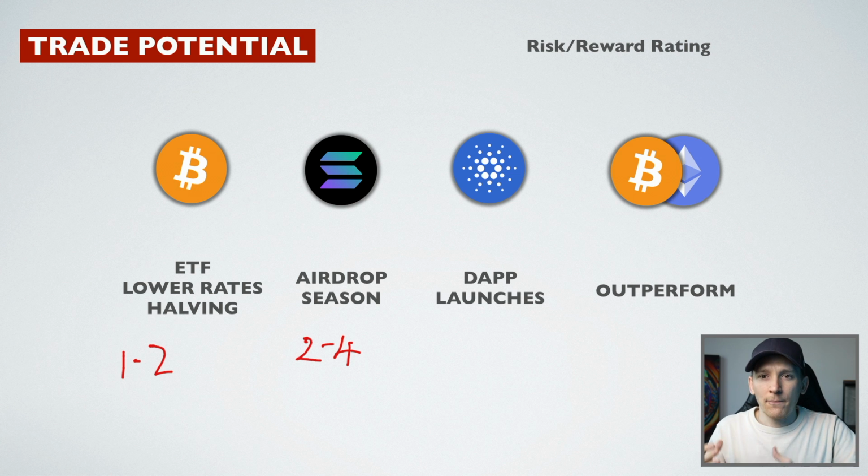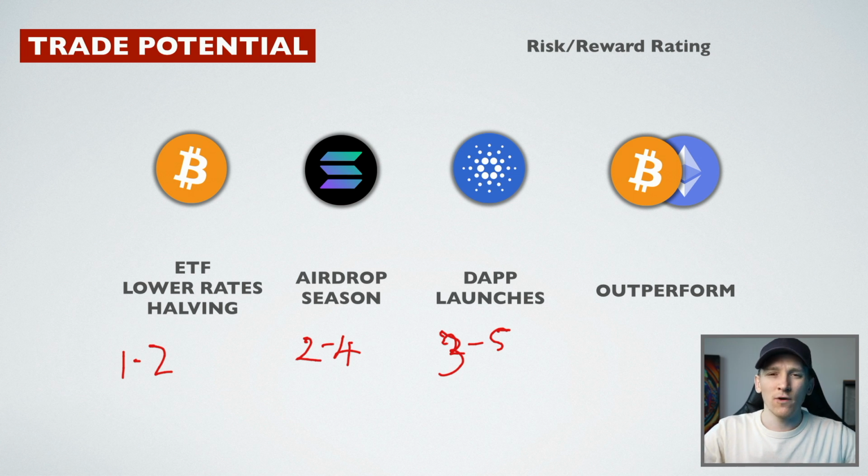dApp launches on smaller chains. Do you think this is going to be more volatile? Where are the flows here, right? You're looking at trading altcoins. If you're just taking those positions, you're looking at something like that, right? Let's do 3 to 5 there.